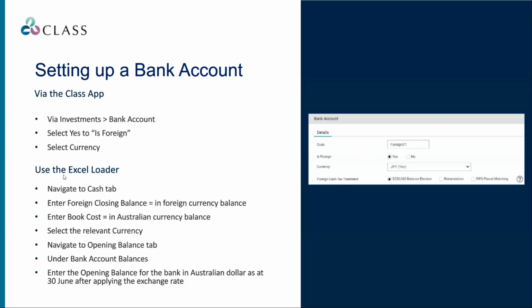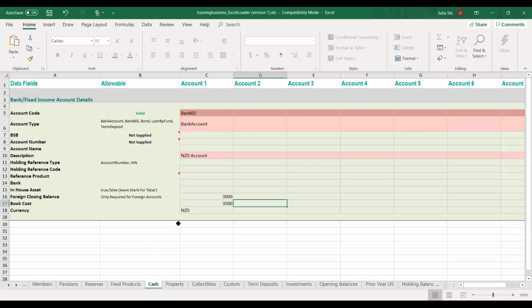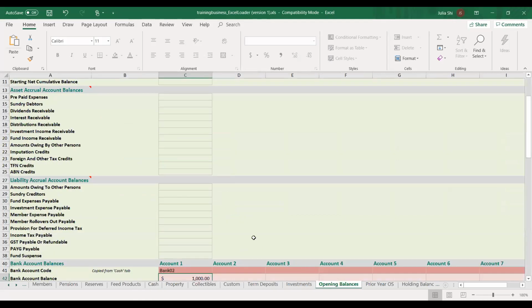Most of the time for a takeover fund, you use the Excel fund loader. I'll show you how it looks in the Excel fund loader. Make sure that in the cash tab, you enter the foreign closing balance, which is normally in the foreign currency, and then also put in the book cost. This book cost is generally in Australian dollars. And then you also select the relevant currency with it. This is actually not a compulsory field. There is a compulsory field in the opening balance.